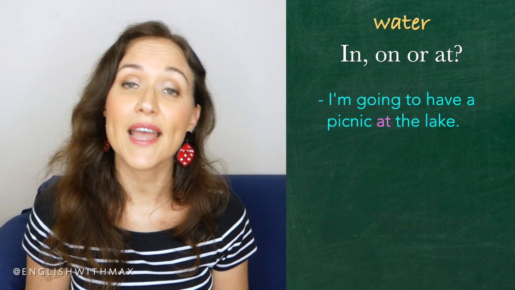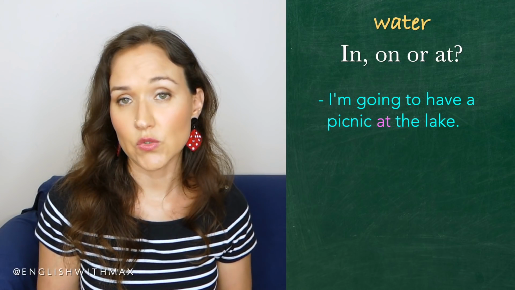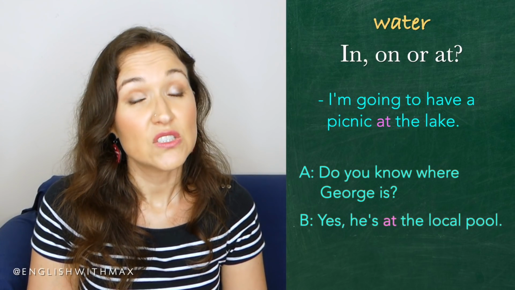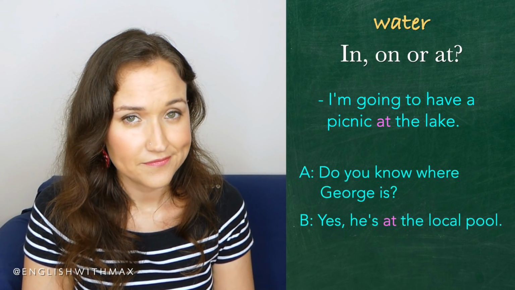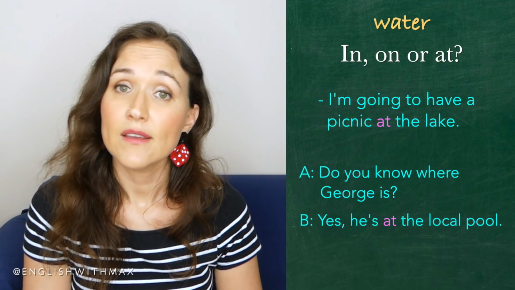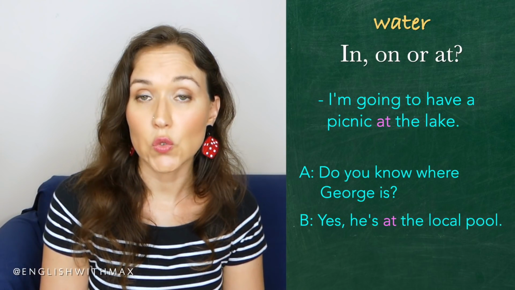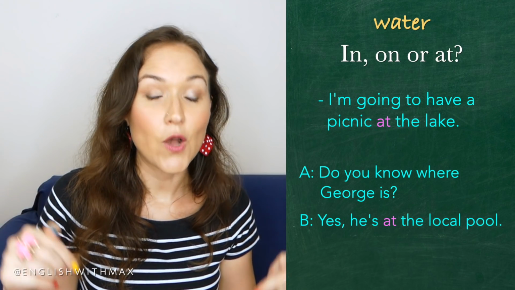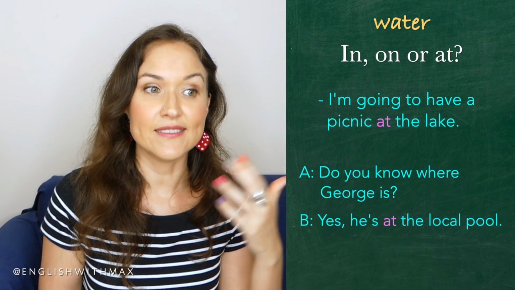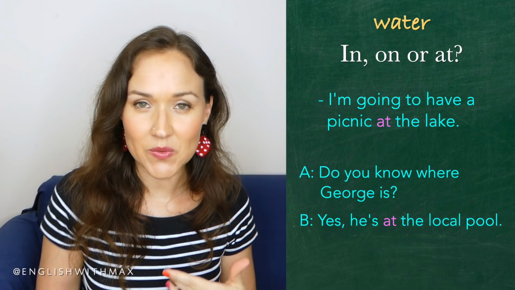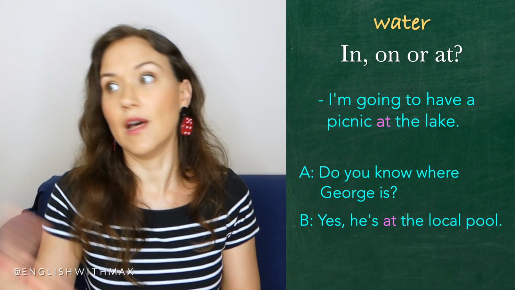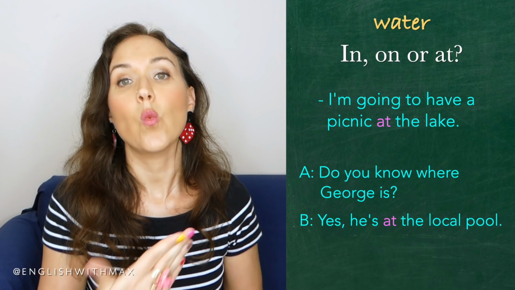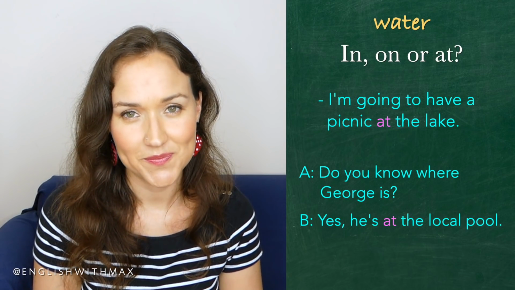You can also use at to be more general. For example, if someone asked me, do you know where George is? I could say, yes, he's at the local pool. I don't know if right now, as we speak, he is in the swimming pool. He might be lying next to the swimming pool, but I know that he went to the swimming pool.